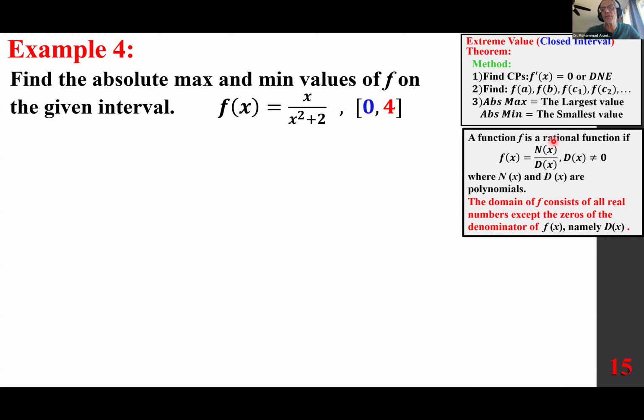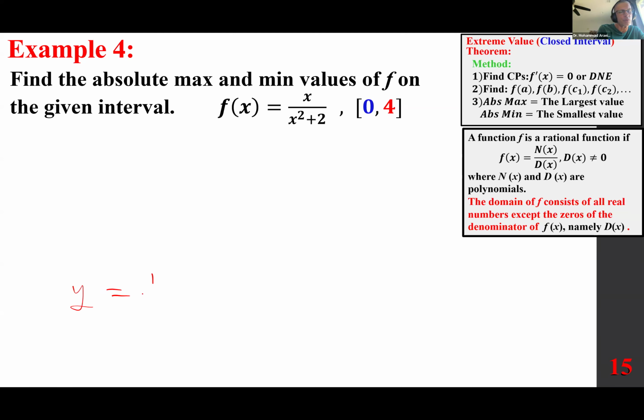A function f is a rational function if f of x is n of x over d of x, where n of x and d of x are polynomials. D of x, the denominator, can't be 0. The domain of f consists of all real numbers except the zeros of the denominator of f of x, namely d of x, meaning you set the denominator equal to 0 and exclude it.